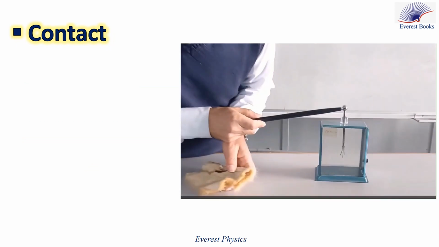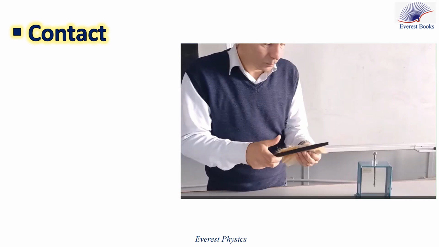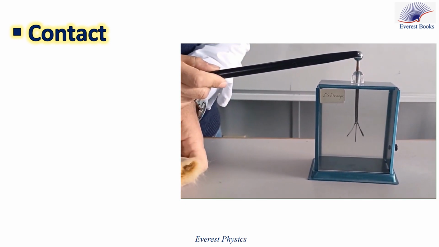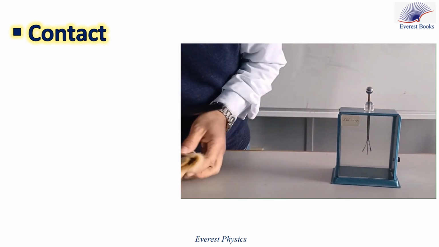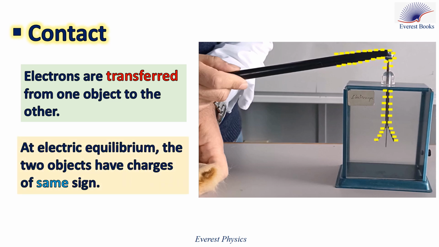In this experiment, when the negatively charged rod is brought into contact with the knob of a neutral electroscope, we observe that the leaves of the electroscope diverge. This process is called charging by contact. In charging by contact, electrons are transferred from one object to the other. At electric equilibrium, the two objects have charges of the same sign.